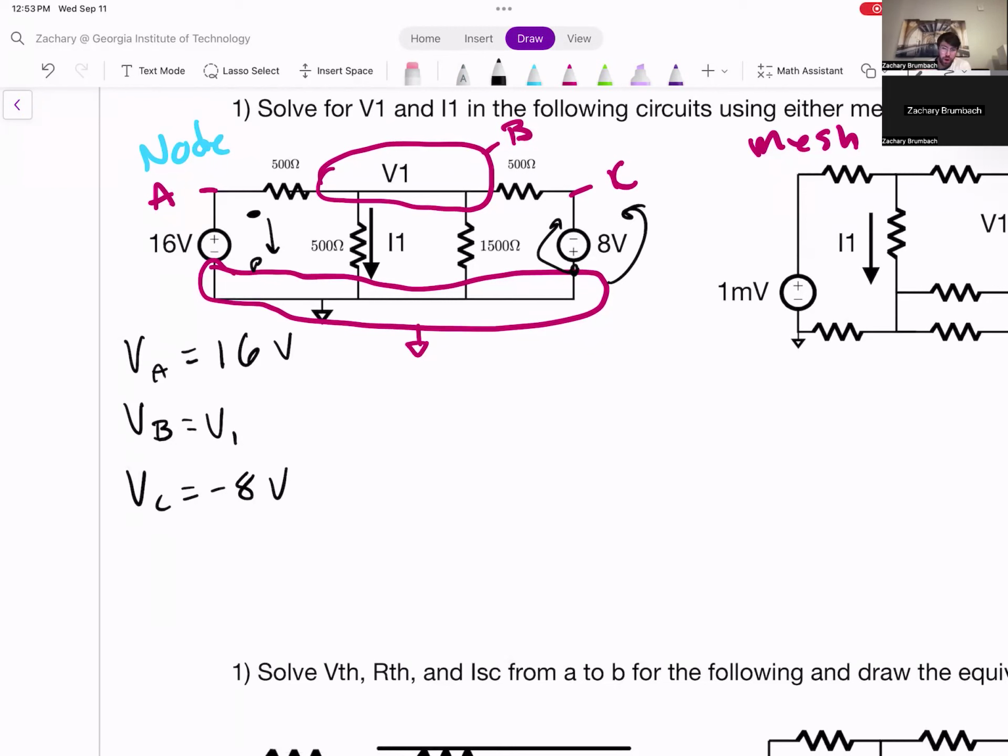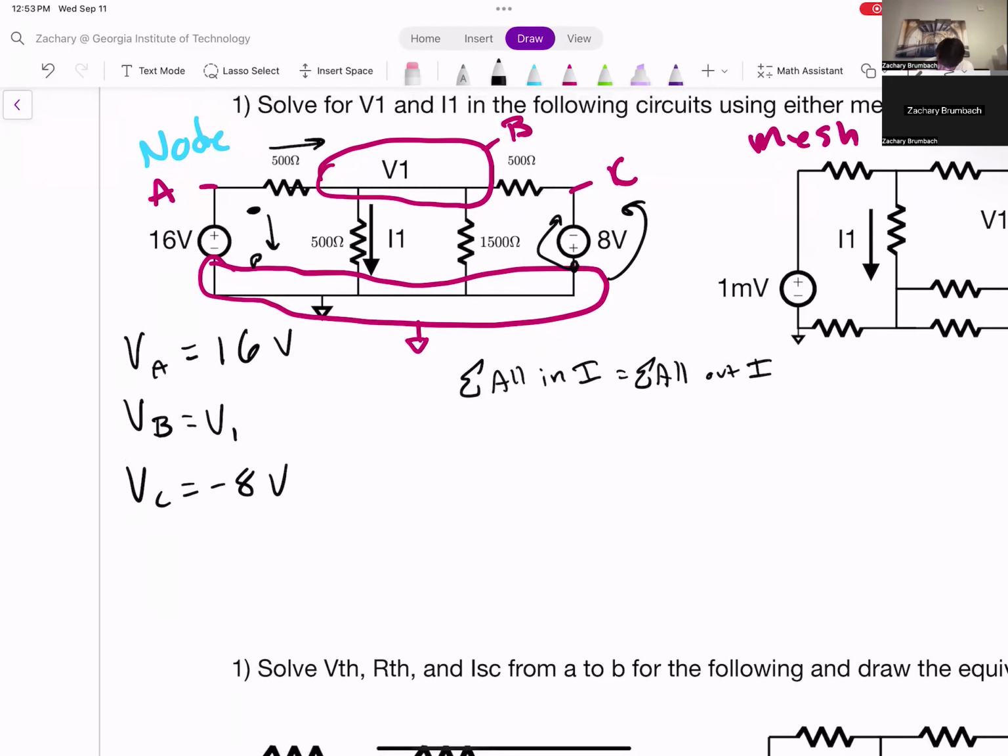So now let's actually do the node analysis, which, if you recall, is the sum of all in currents equals the sum of all out currents. Okay. So let's define this current as going in through this resistor, this one going in from this resistor, and this one coming down. So we have two currents coming in, and I'll call the resistors R1, R2, R3, and R4.